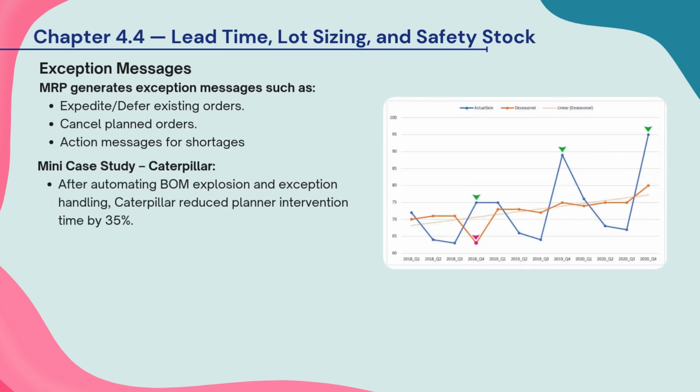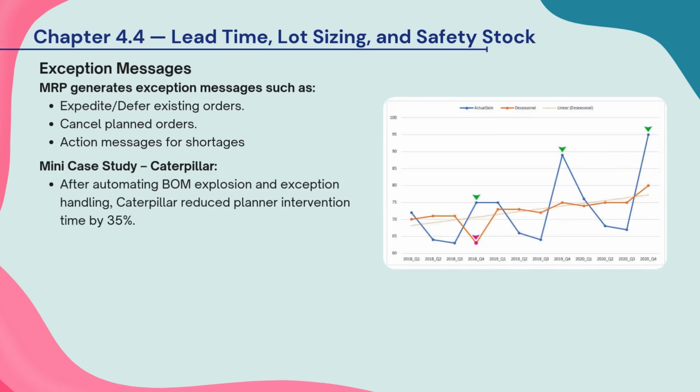This slide explains the exception messages generated by MRP, such as expediting or deferring orders, canceling planned orders, and alerts for shortages. These messages help planners respond quickly to changes in demand or supply. The mini case study shows that Caterpillar reduced planner intervention time by 35% after automating BOM explosion and exception handling, proving how automation improves efficiency.